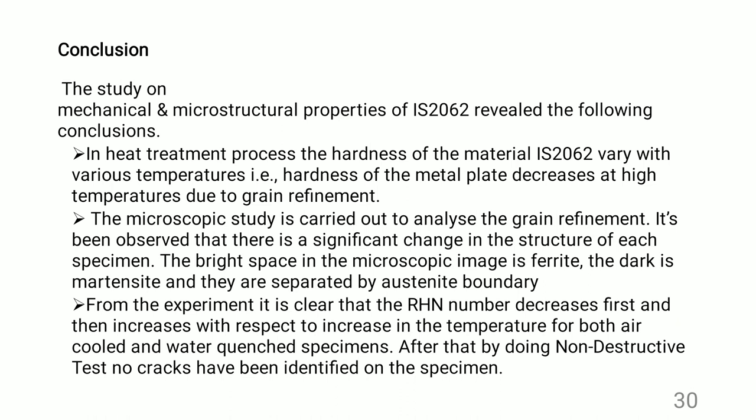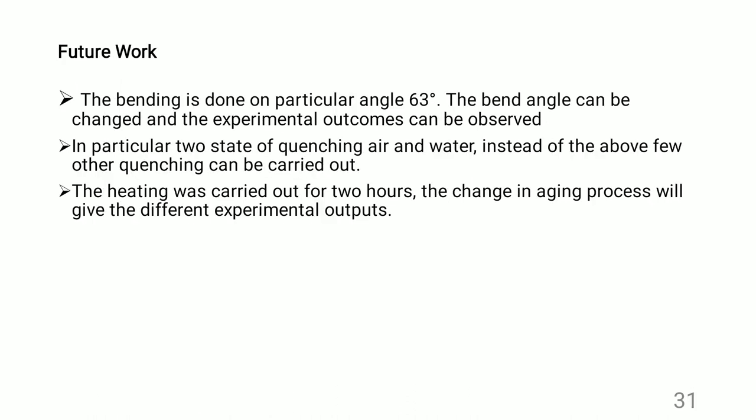The microscopic structure is studied to analyze the grain refinement. It has been observed that there is a significant change in the structure of each specimen. The bright space in the microscopic image is ferrite, dark is martensite, and the boundaries are austenite. Here the bending is done at a particular 63-degree angle. The bend can be changed and experimental outcomes can be observed.